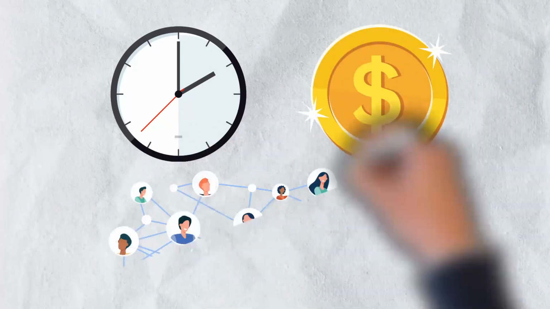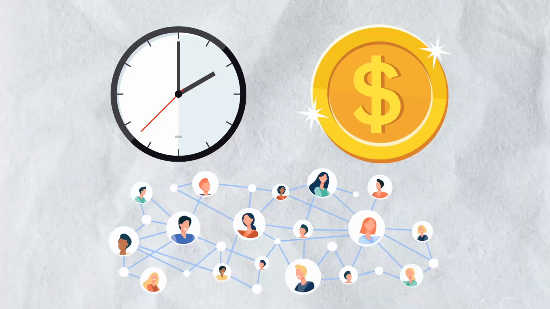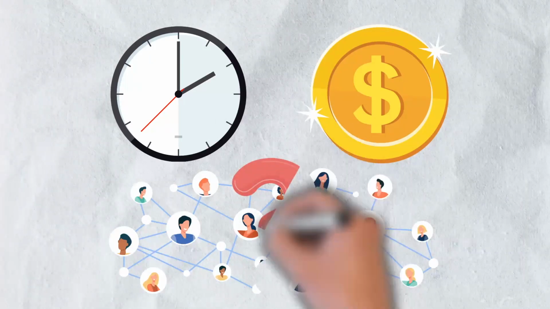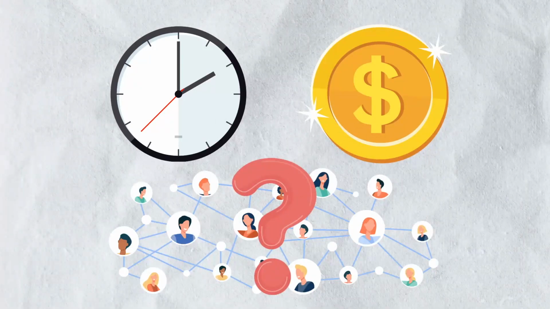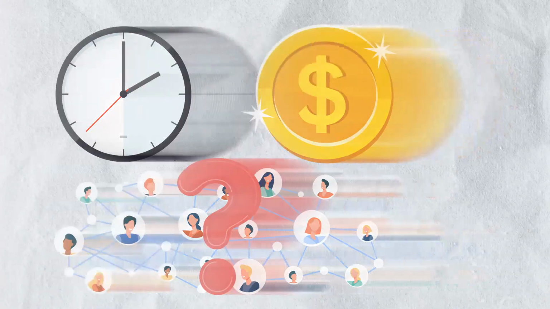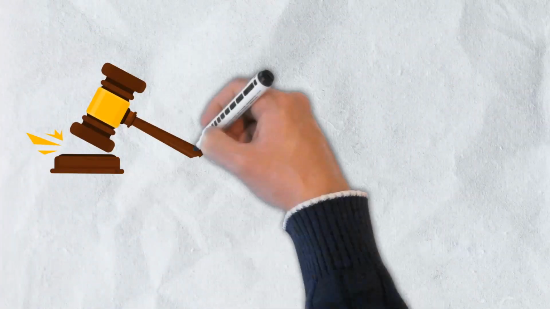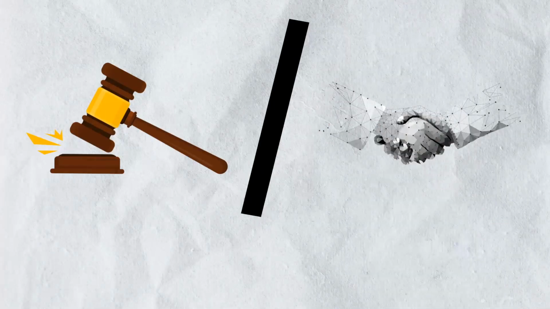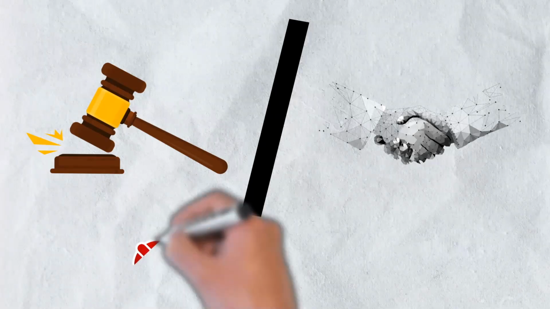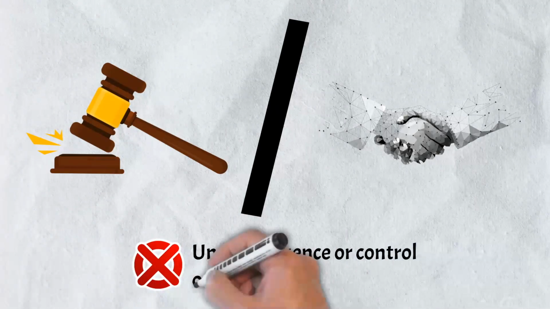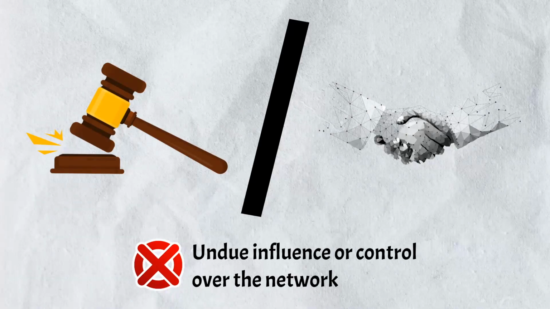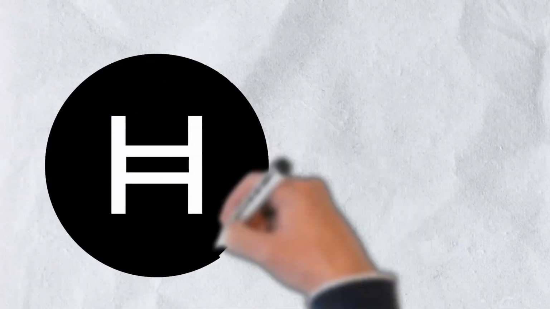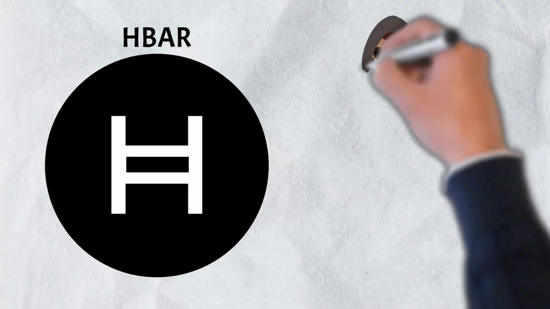However, because there are only a limited number of governors, some argue as to whether or not Hedera actually offers a truly decentralized solution. In response, Hedera has addressed decentralization concerns by separating governance from consensus. According to them, no single company, small group of developers, or node operators has undue influence or control over the network. For those of you wondering about Hedera's native token, HBAR is what you're looking for.